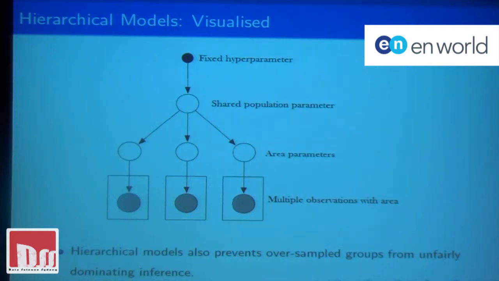The other benefit of hierarchical models is that if you pool the data and you have samples which are overrepresented, those areas are going to dominate the coefficient. Hierarchical models have this other benefit that they essentially prevent oversampled groups from impacting or dominating the inference. And that's another key benefit of using hierarchical models.